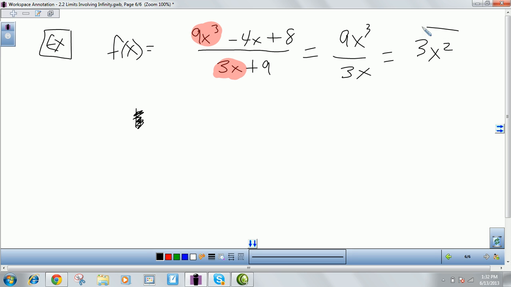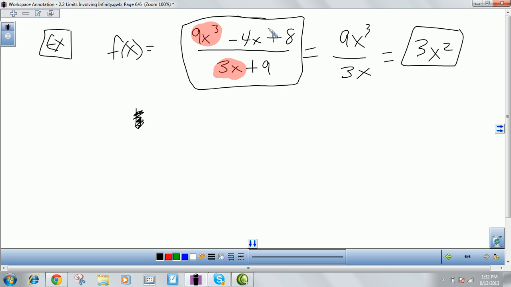So if you graphed this original function, all the way out towards infinity, it's going to mimic 3x squared. That's what it's going to look like. If you graph them on the same graph and go all the way out to positive or negative infinity, it's going to mimic this 3x squared graph. That's why it's called an end behavior model, all the way out there at the end.